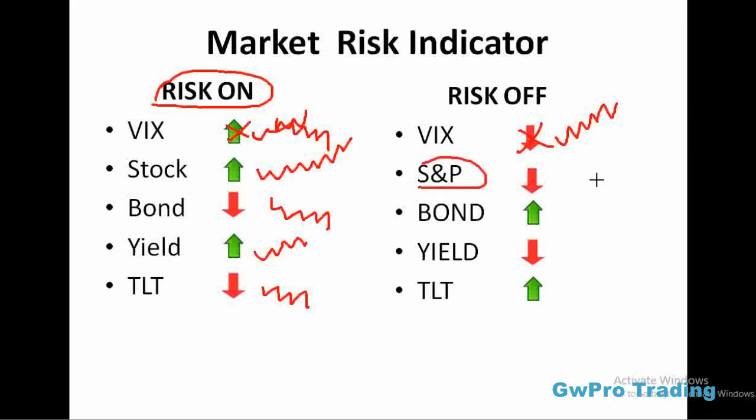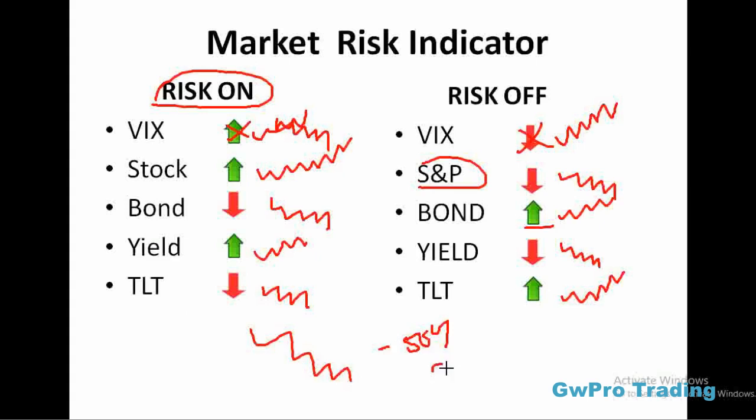S&P, which is stock, will also be going down. The bond price will also be going up. The yield will be going down. And the TLT, the treasuries, will also be going up. So these are the few things you want to look at. You wake up in the morning and you go over to your chart and you see that the stock market is crashing, say dropping 50% or 20%.